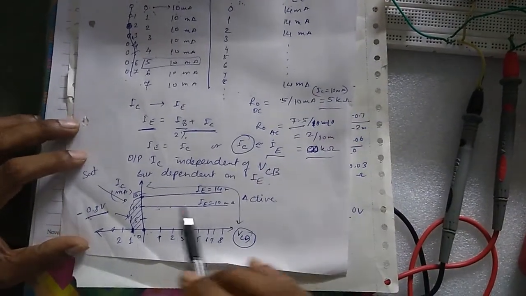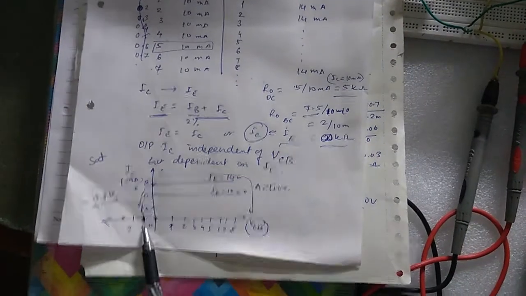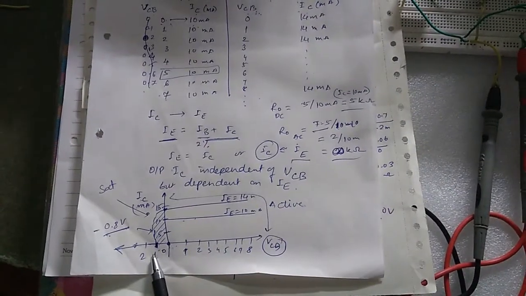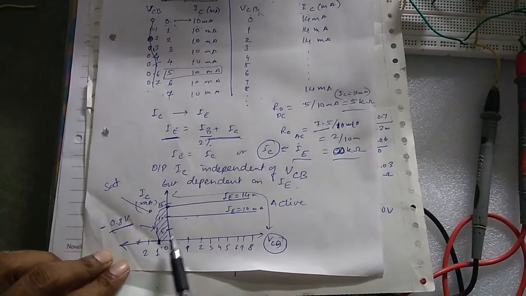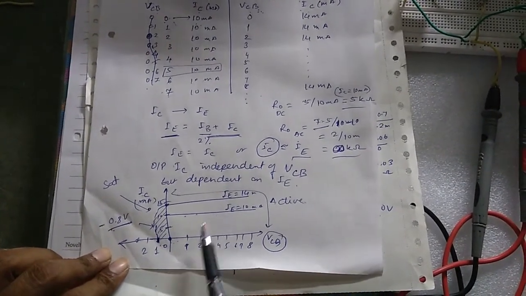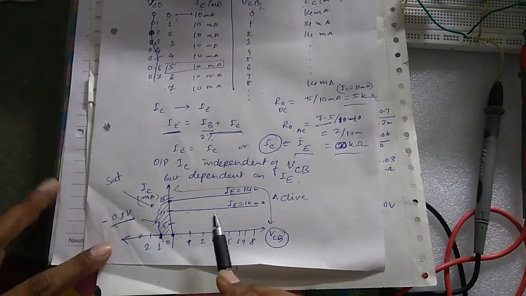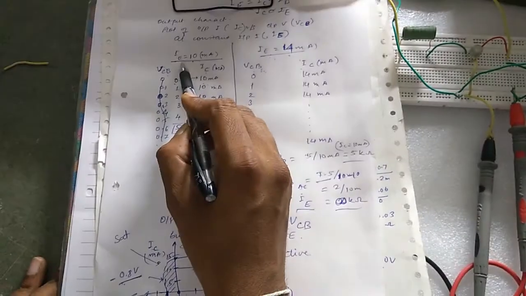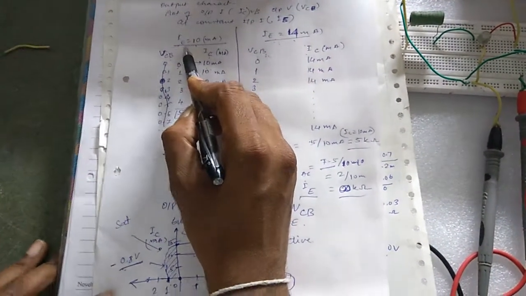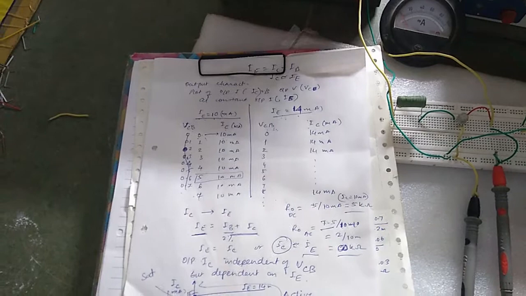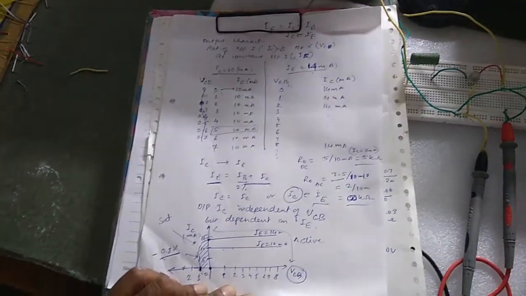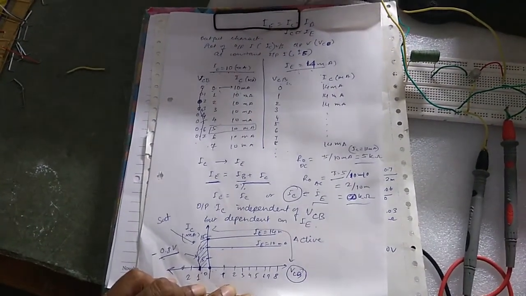So in this way, we have plotted the output characteristics. This is the saturation region, this is the active region. We have not plotted the cutoff region. For that, we have to make IE equal to 0. We are not going to do that. So this is all about the input and the output characteristics of common base configuration.